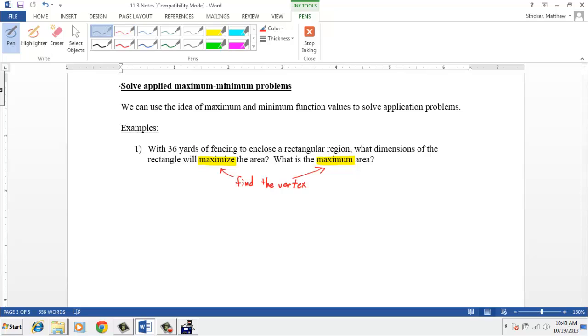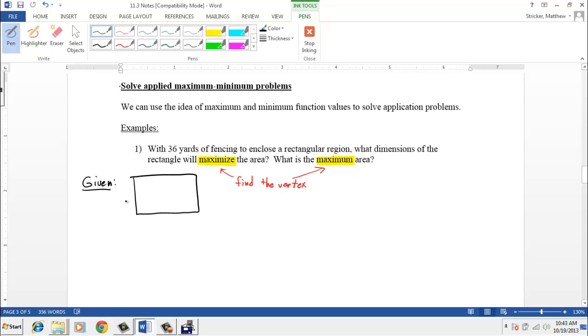And this is an application problem, which means we need to be organized. We need to go through our problem solving process. The first thing we need to do is write down what we're given. It's going to help us out here if we write down what we're given, and since this is a geometry related problem, we should probably draw a picture.